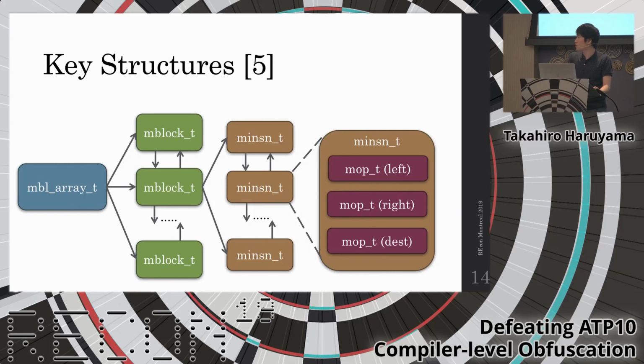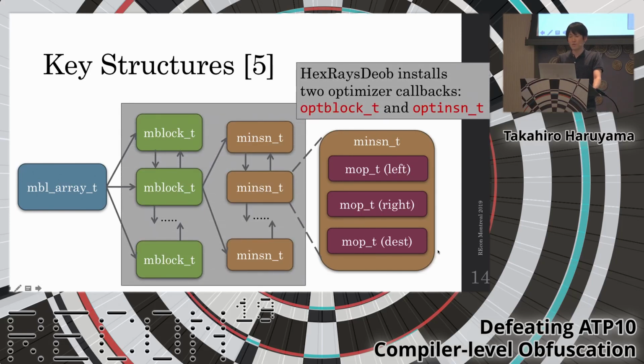There are 4 key structures in microcode: basic block array, basic block, instruction, and the instruction structure contains operand structures: left, right, destination, or left and destination. HexRaysDeob installs optimization callback structures: opt_block_t for control flow flattening, and opt_insn_t for opaque predicates.